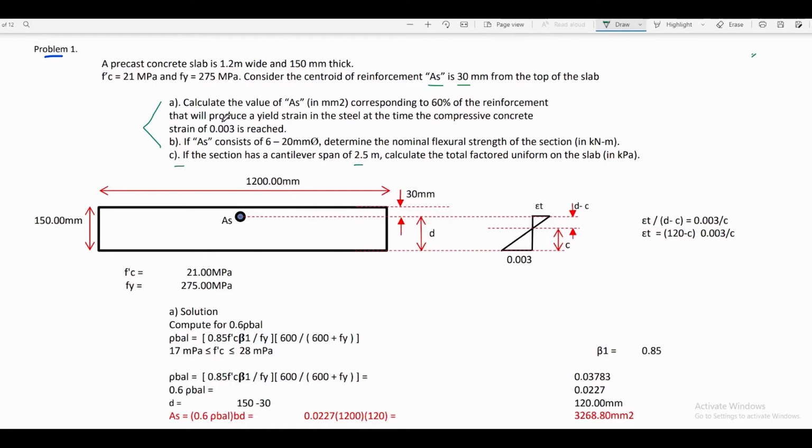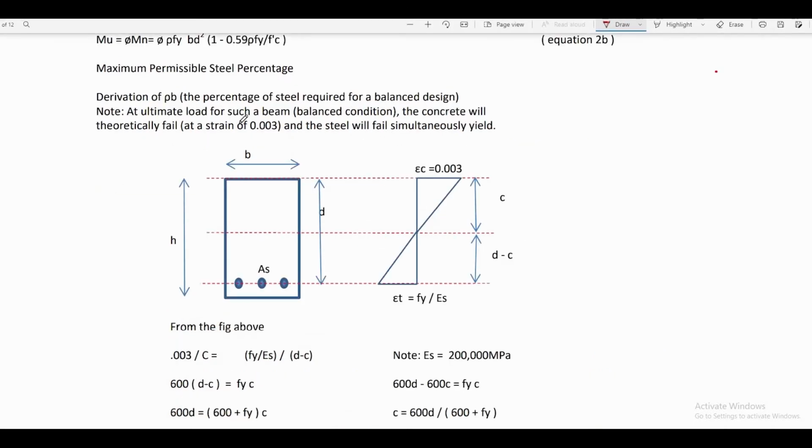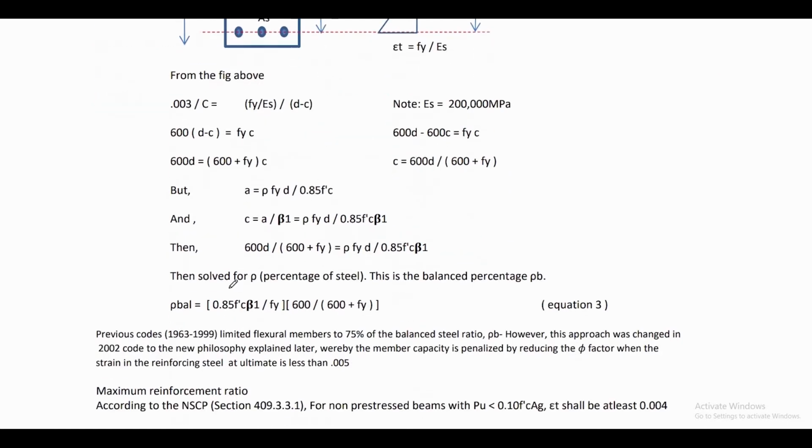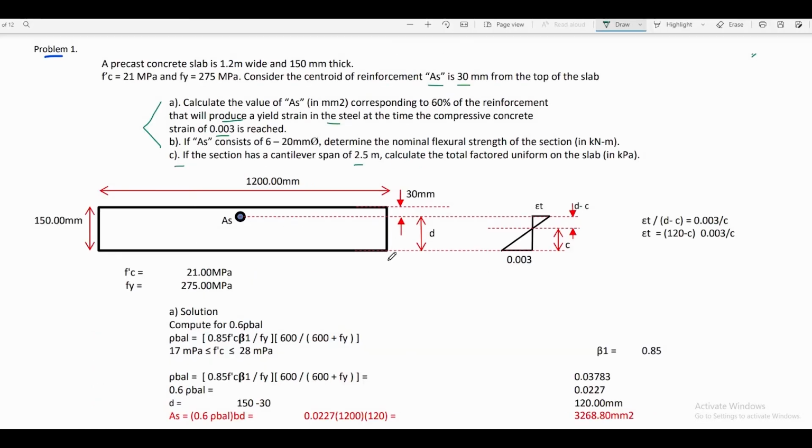Situation number 1. It gives us the condition to produce a yield strain in the steel at the time the compressive concrete strain of 0.003 is reached. From the derivation of formula, the concrete will theoretically fail at strain of 0.003 and the steel will yield simultaneously, which corresponds to the balanced condition. So the reinforcement ratio that was derived from that condition is called rho balance, and it's equal to this equation. So problem number 1 is asking the value of As at 60% of rho balance.